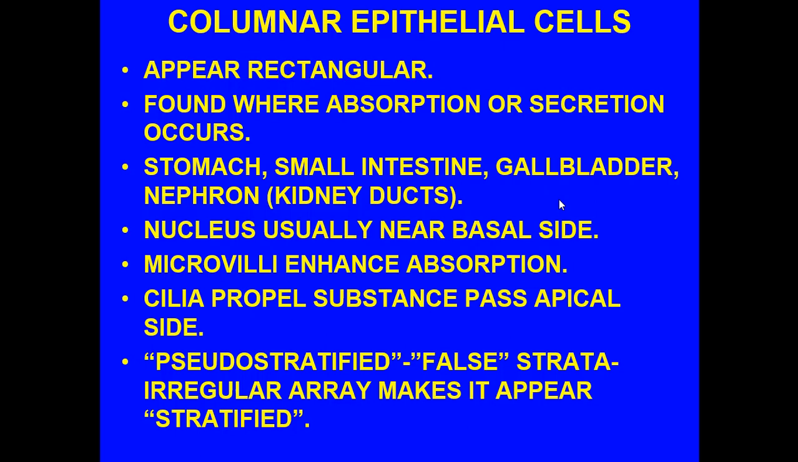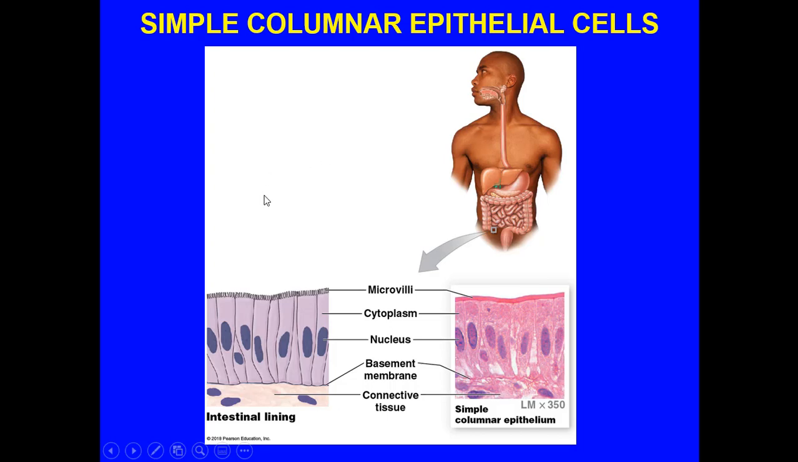Now, there is another unique form called pseudostratified. Pseudo refers to false strata. They have an irregular array that makes it appear as if it's stratified, but it's not. It is simple, but it's such a jumbled mess that if you look at it from an angle, such as what we have with any slide, they appear falsely stratified.